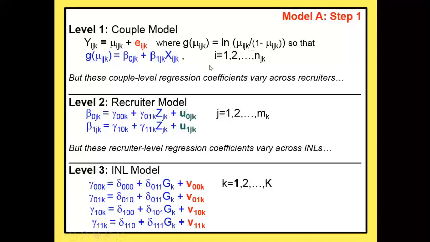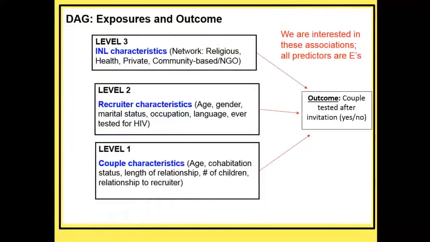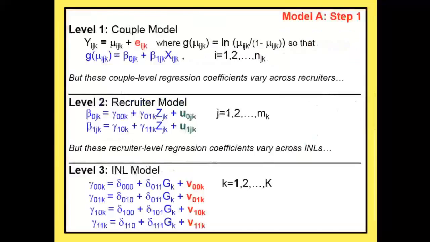Now, at the second level, we've got a recruiter variable. The recruiter variable could be any one of a number of variables. It could be age, gender, marital status, and I'm only putting one of them in there. But there may be several Z's, okay?